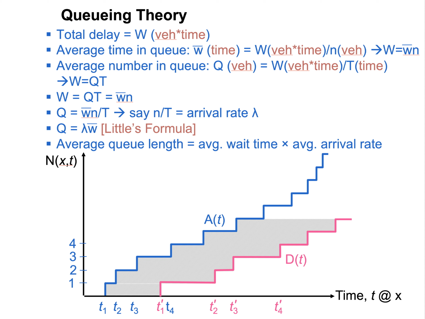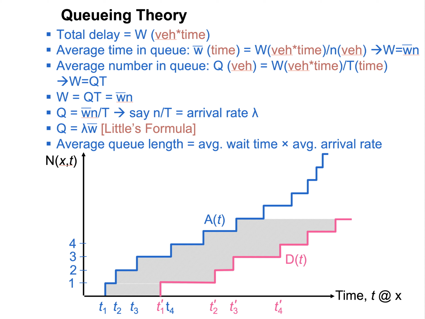We can also rewrite that equation. Capital W equals lowercase w bar times n. The average number of customers in the queue is something that we're also interested in. Capital Q, measured in units of vehicles or customers. It's an integer count of the number, and that is capital W, which is in units of vehicles times time, divided by capital T, the total time that we're observing.